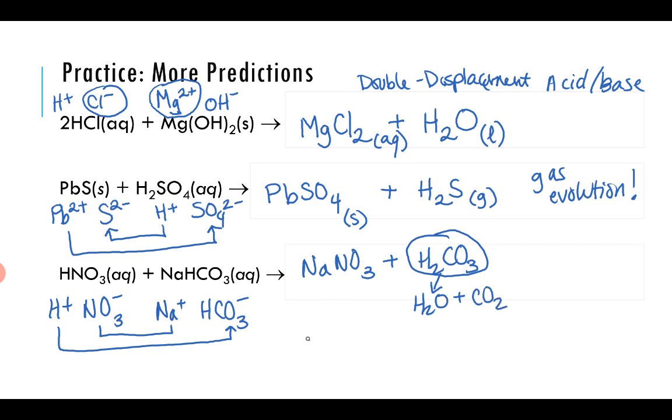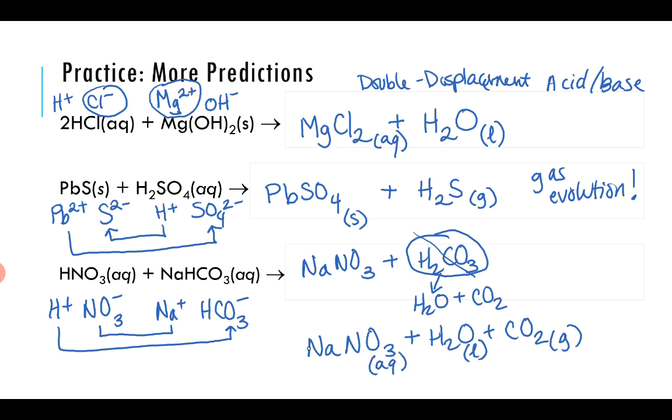And so I need to rewrite my equation not as hydrogen carbonate or carbonic acid. I need to rewrite it as H2O plus CO2. CO2 is a gas, water is a liquid, and that one is soluble. Double check for balancing. I have 1 sodium, 1 nitrate on both sides, 2 hydrogens total on both sides, and so I think I'm balanced.